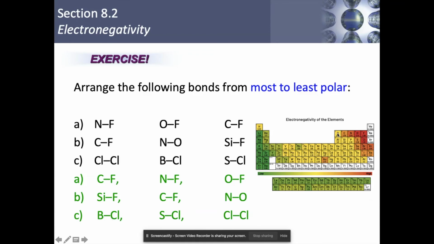Boron and chlorine. Okay, that's a pretty big difference. And then we have sulfur and chlorine, which are right next to each other. So again, even without the chart, if you didn't have the colors, you'd be able to tell based on the electronegativity pattern.